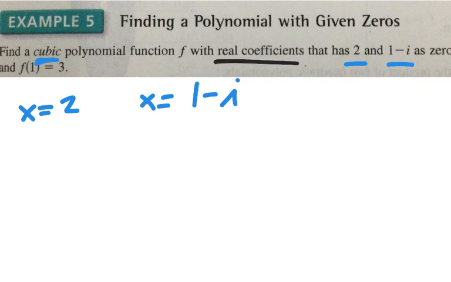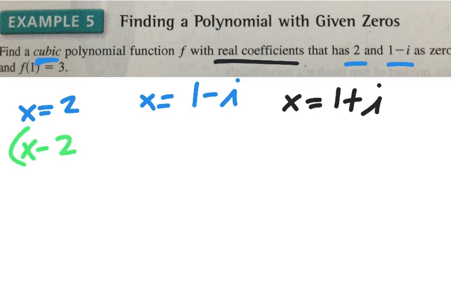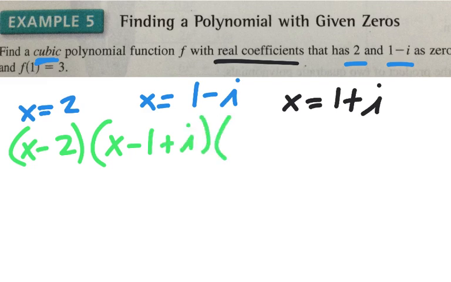Because it's a real coefficient polynomial, if I have an imaginary root, then its conjugate must also be a root. So if 1 minus i is a root, then 1 plus i must be a root. Now we're working backwards. So we're basically going to multiply all these together. So that's x minus 2 times, when I move this over, x minus 1 plus i. And then here that's going to be x minus 1 minus i.